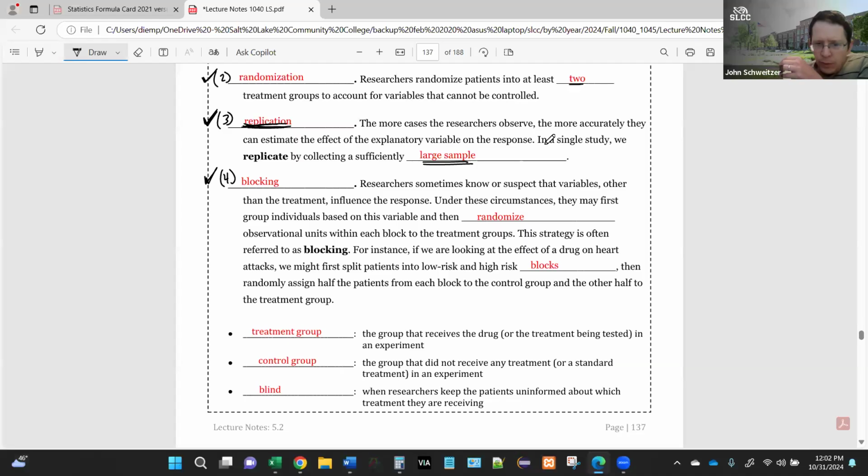The treatment group is the group that receives the drug or the treatment that's being tested. It's not always drugs, although the pharmaceutical industry is one of the industries that uses statistics the most. So it often is drugs, but it could be other things as well. Then the control group is the group that did not receive any treatment.